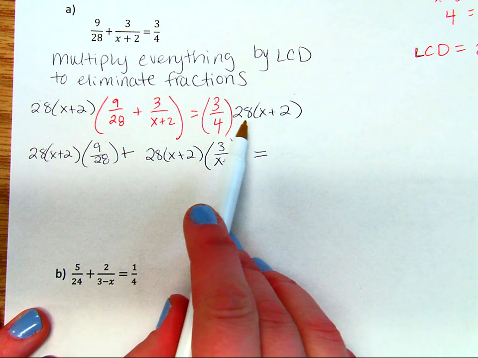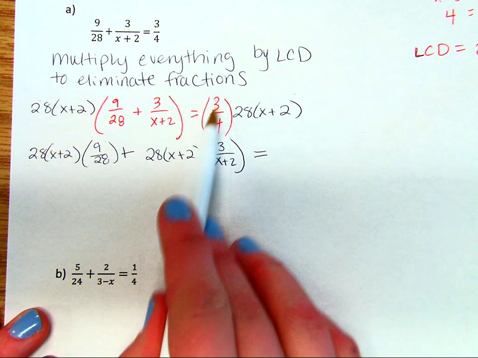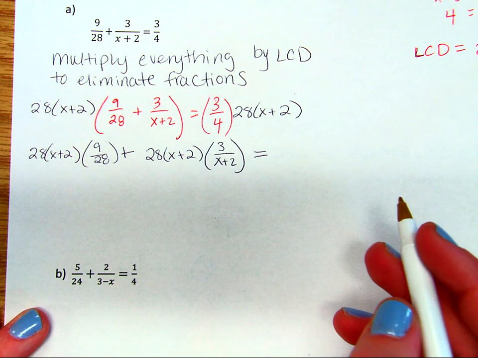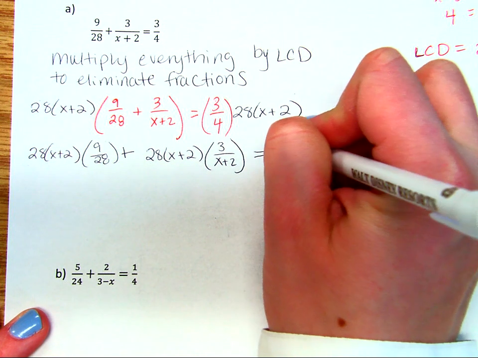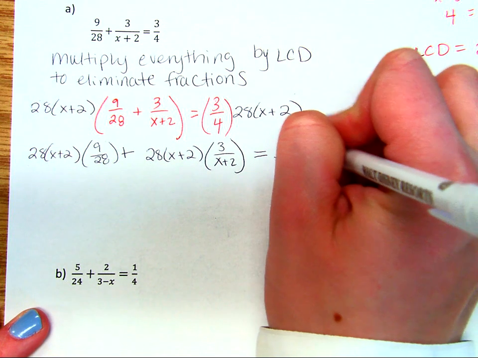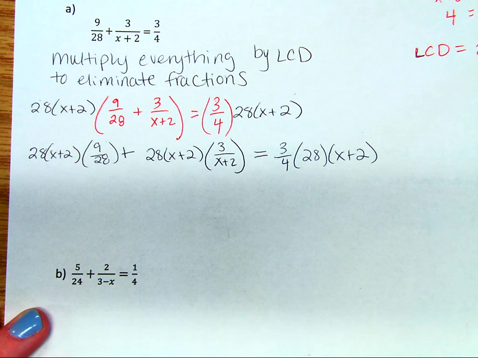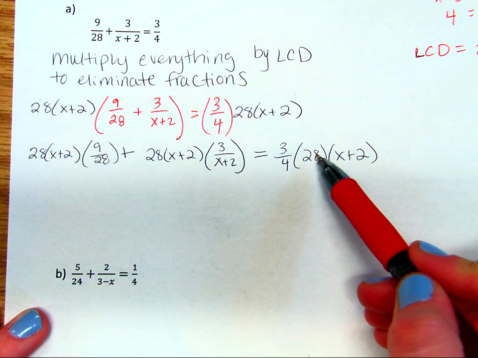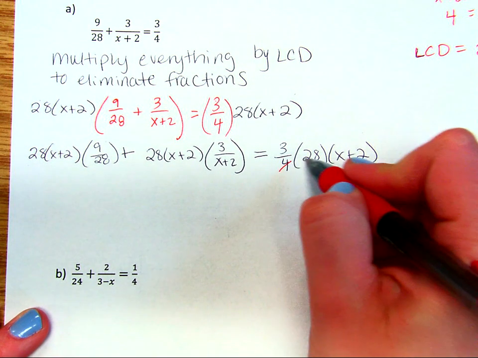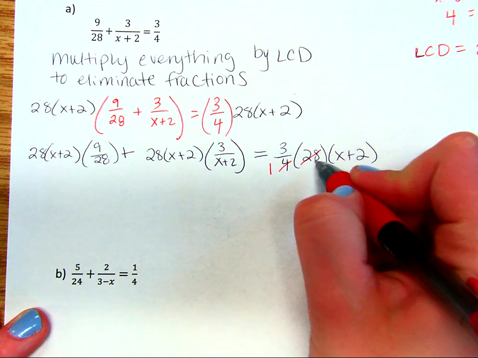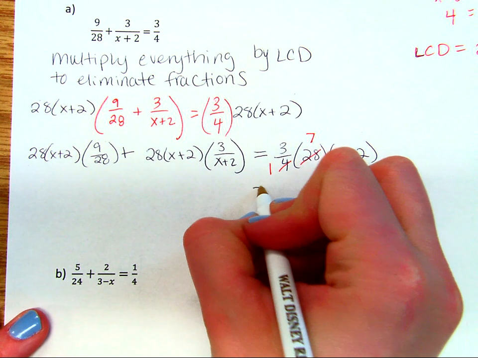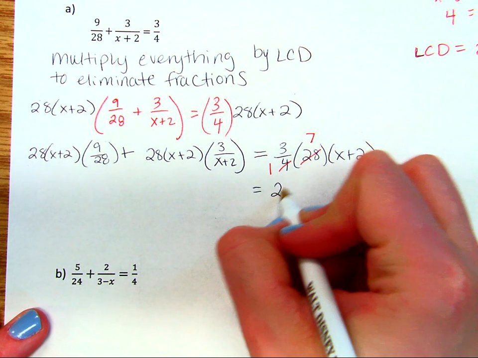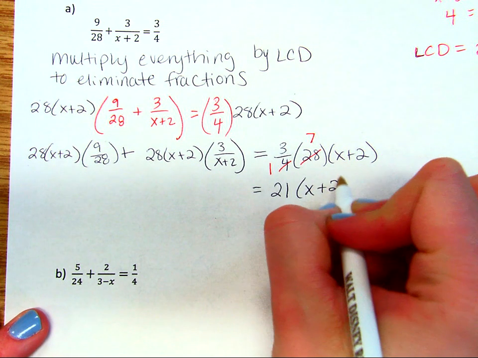Well, this side, there's really nothing to distribute since there's only one thing here, but maybe I can simplify a bit. So I have 3/4 times 28 times x plus 2. You might notice 4 and 28 have a common factor of 4. 4 goes into itself once, and 4 goes into 28 7 times. So that'll simplify things a little bit. And then I'm just left with 3 times 7, which is 21 times x plus 2.